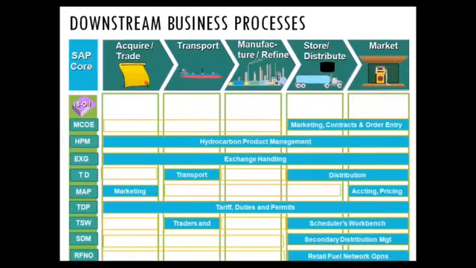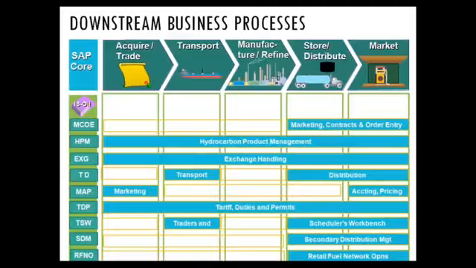As we have discussed, hydrocarbon product management has to be there from start to end along the whole supply chain, because you need to convert one unit of measure to another. Exchange handling is again along the whole supply chain. Then transportation and distribution: primary distribution and transportation, and secondary transportation, that is the reason it is just here and here.